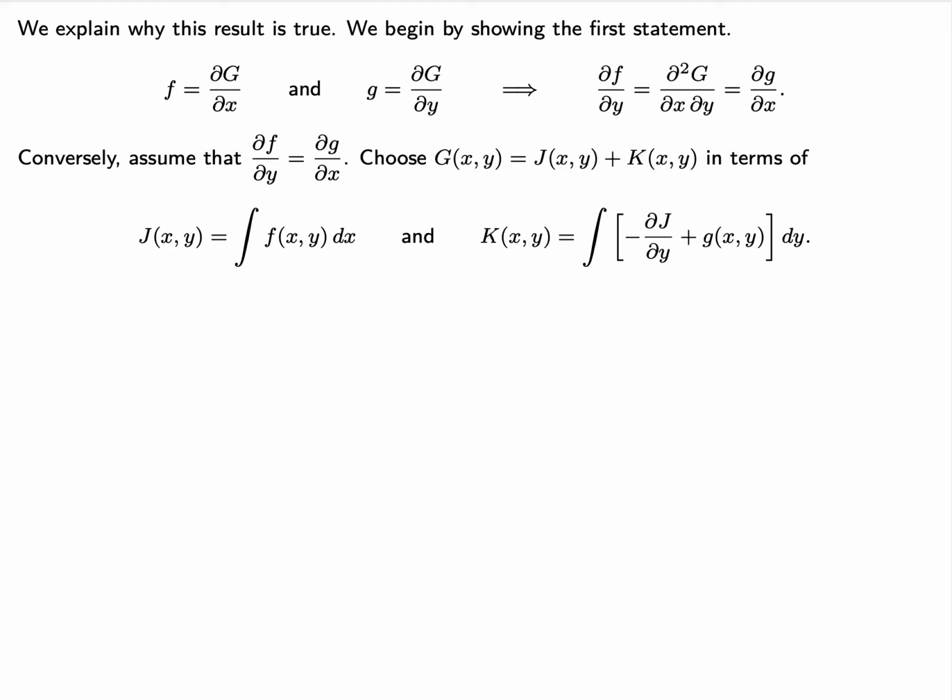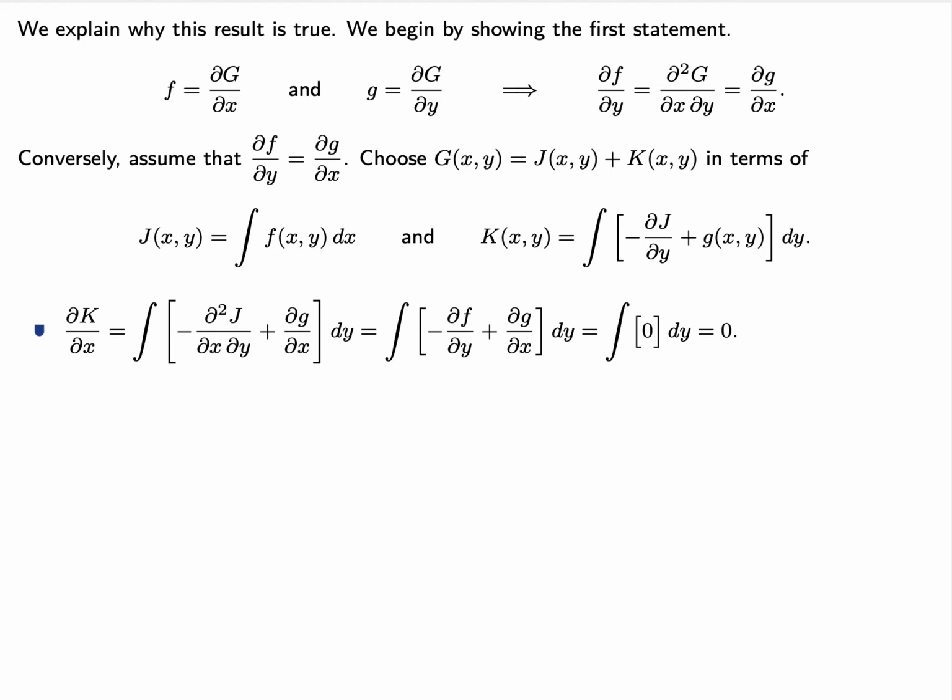We're going to choose a function capital G as the sum of two functions J and K, where J and K are the integrals you see here on your screen. Capital J will be the integral of lowercase f with respect to x, and capital K will be the integral of negative partial of J with respect to y plus lowercase g, all with respect to y.